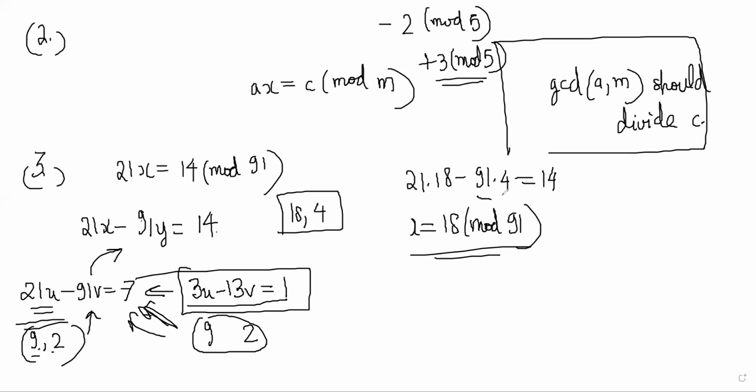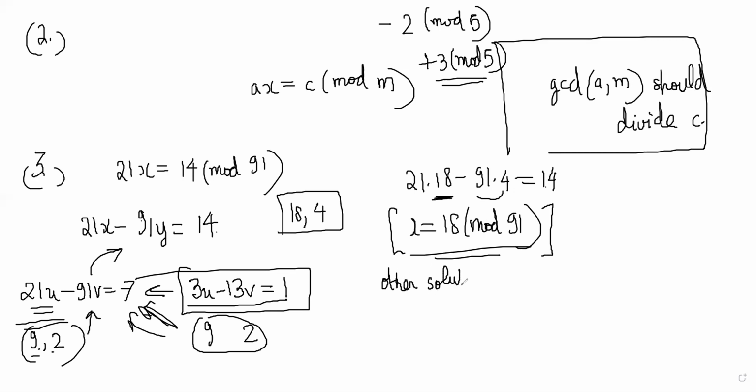Yeah, because it is 91 into 4 plus 14, right? And 21 into x is 18, no? You are understanding? So x is equal to 18 mod 91 has come. Now, that is not the only solution. This is one solution. So other solutions will be obtained by adding other solutions.